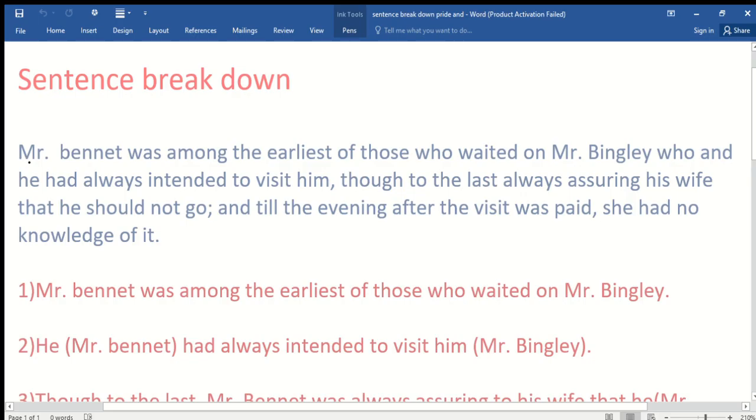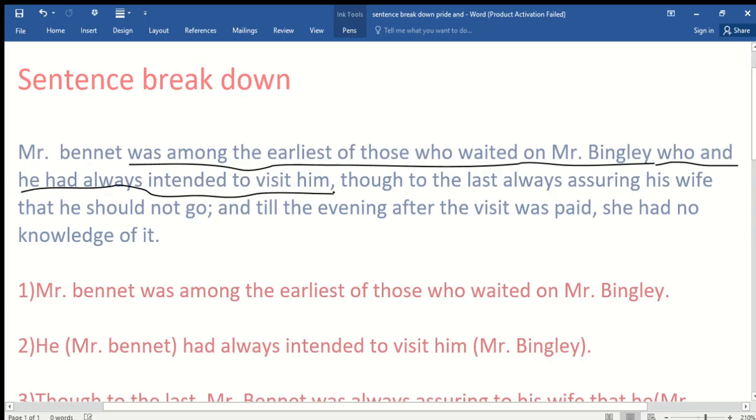Mr. Bennet was among the earliest of those who waited on Mr. Bingley, and he had always intended to visit him, though to the last always assuring his wife that he should not go, and till the evening after the visit was paid, she had no knowledge of it.